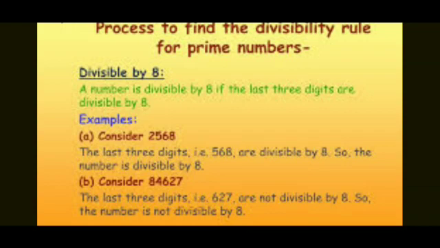You see the next number, 84,627. We want to consider the last 3 digits. That is 627. 627 is not divisible by 8. So the whole number, that is 84,627, is not divisible by 8. 8 has no other property. You just find the last 3 digits. Then it is either divisible by 8 or not. If it is divisible by 8, the whole number will be divisible by 8. Otherwise, it won't be divisible by 8.